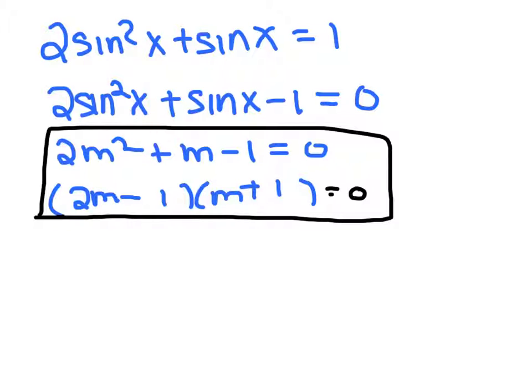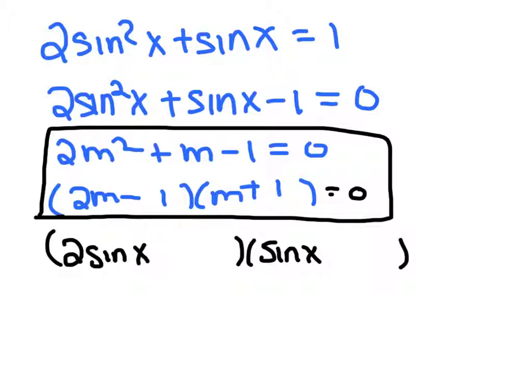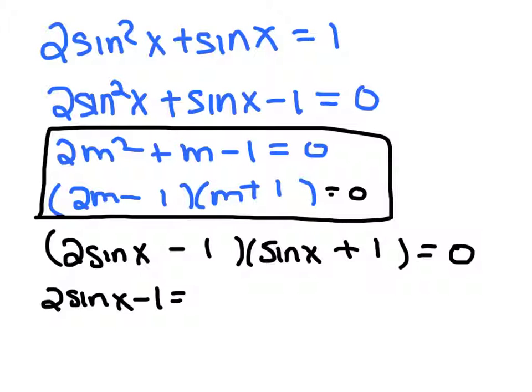But for some people, they can go straight to 2 sine x times sine x. That gets sine squared x. And then 1 times 1, and this one has to be positive, and that one has to be negative. So now remember, when you're solving a quadratic, either one can be true. So this could be that 2 sine x minus 1 equals 0, or sine x plus 1 is equal to 0.